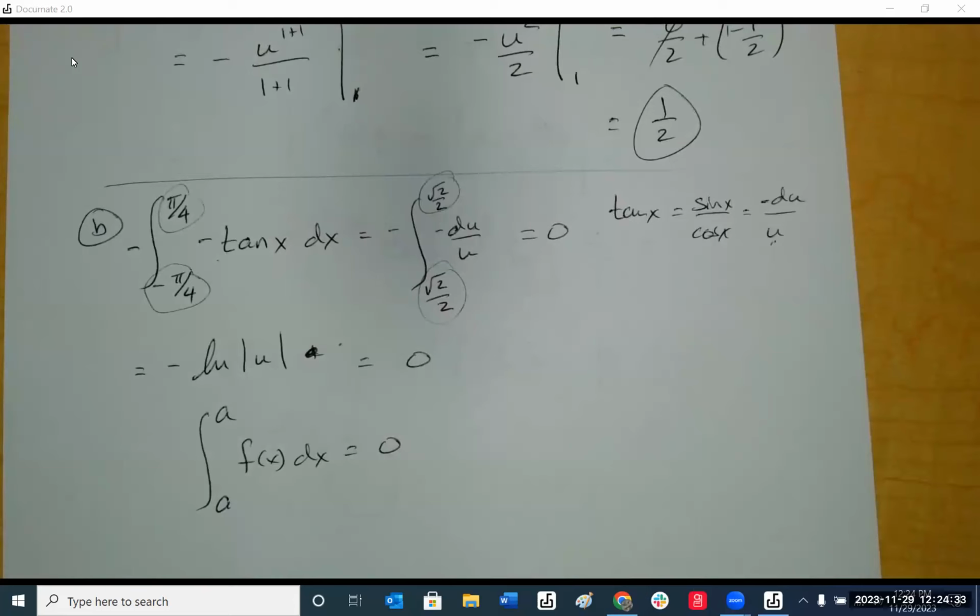Which is last time, last section, 5.4. Oh, okay. Yeah.